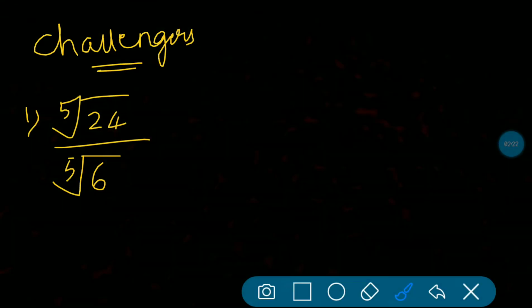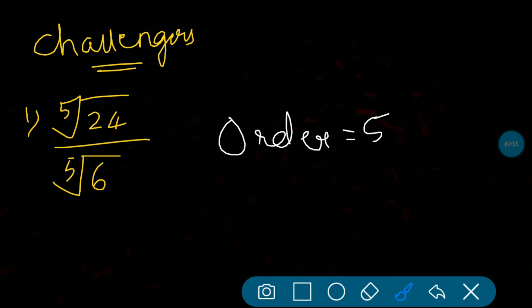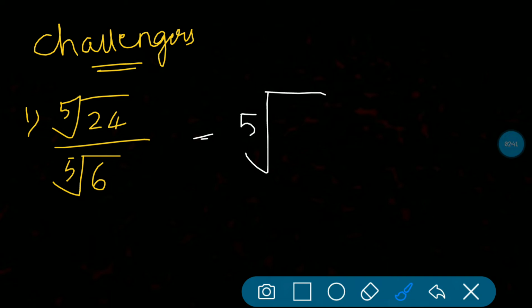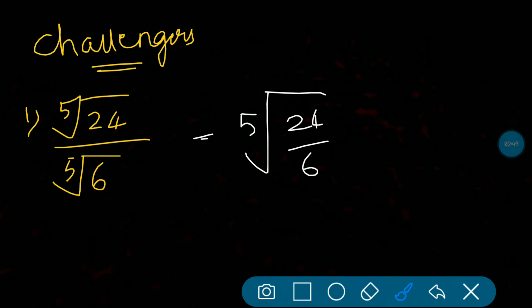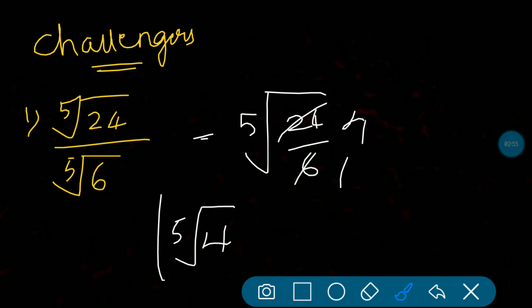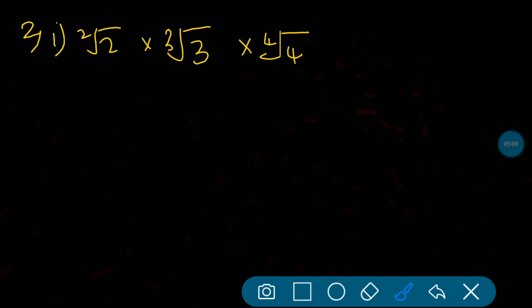Now the first question in challengers: divide fifth root of 24 by fifth root of 6. Here, first, you will note the order is 5. So there is no problem, because the order is the same for both the numerator as well as the denominator. So now what we are going to do is take that whole root and 24 by 6. Now you can divide the inside part. So let me divide them. 6 ones are 6, 6 fours are 24. Now fifth root of 4 is the final answer. Clear? That's it.